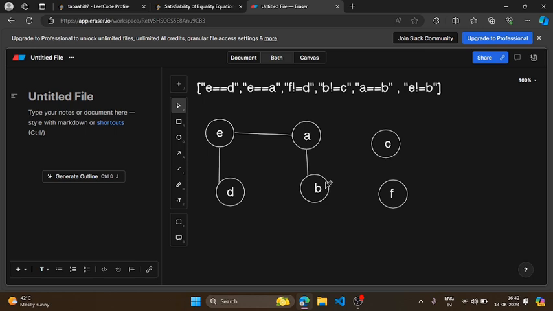So initially we are only concerned about the equations where there are equalities. We are not concerned about the not equal equations, okay? So according to the equations where we are having the equality, we have constructed a graph, we have connected them, and now we are done. Now again we will loop through all the equations, and now we are concerned only about those equations where we are having inequalities, right?